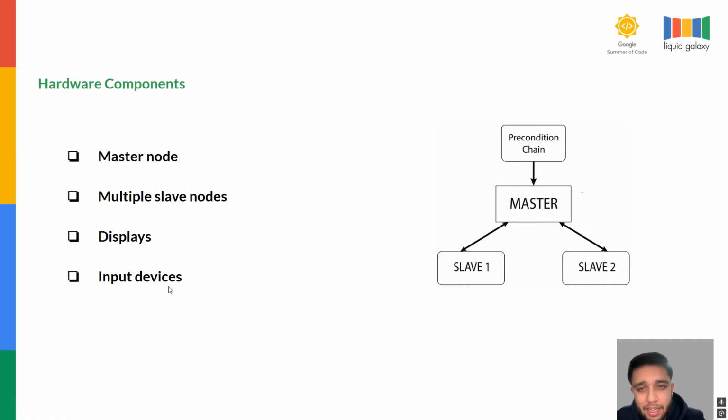Finally, there are input devices. These include keyboard, mic, touch screen, or mobile controller. Input devices allow the user to interact with the system, such as zooming, rotating, or navigating through different locations. So all these hardware components work together to deliver a smooth and immersive Liquid Galaxy experience.